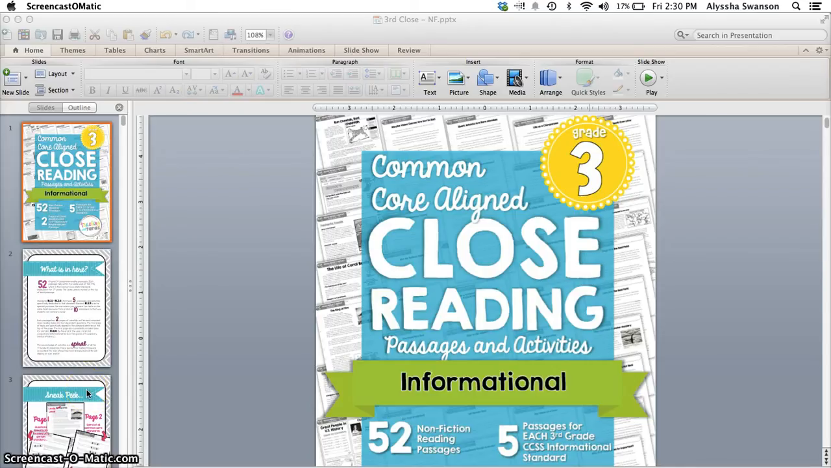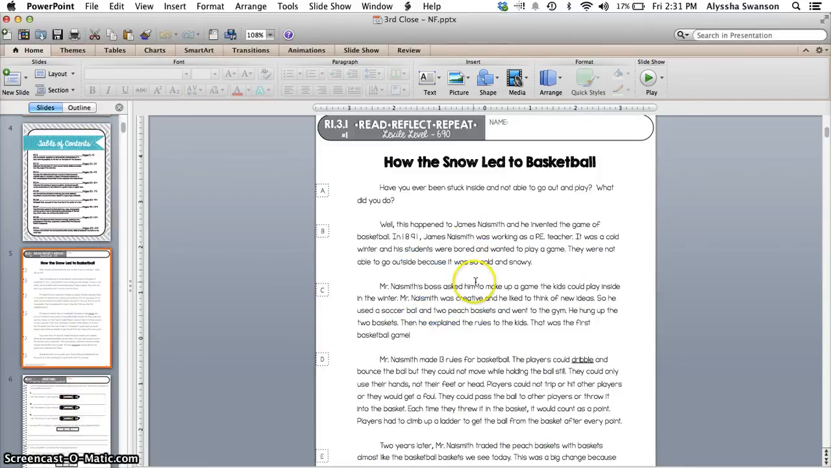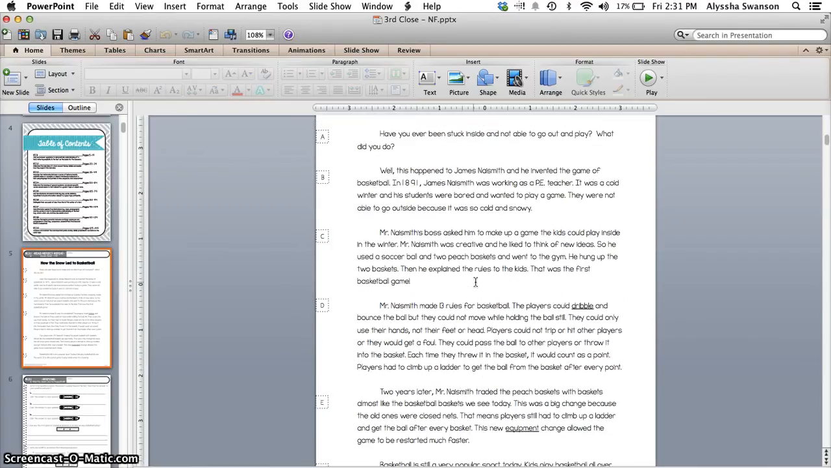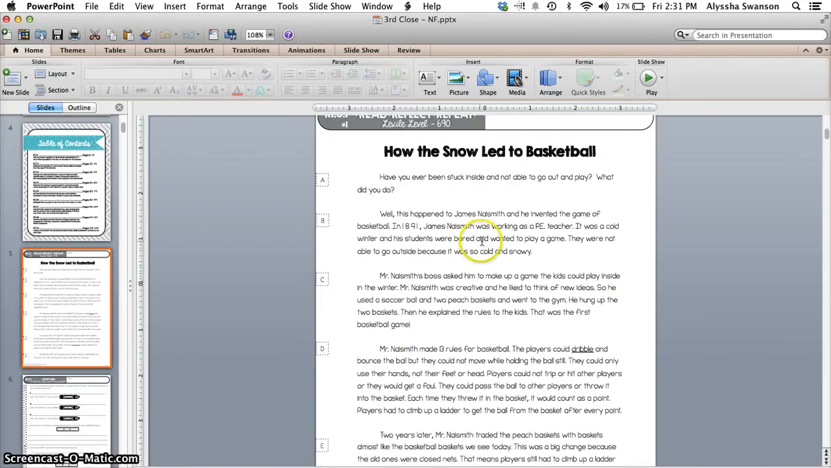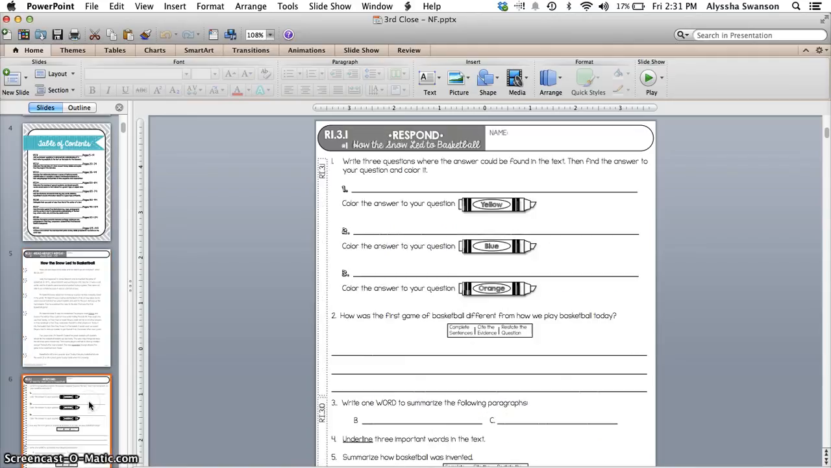The way that I have structured it is that there's a page of passages that are all original, all leveled by Lexile level, and they've been written with the standard in mind. So this passage right here was written with standard 3.1 for informational reading in third grade, and that is the standard for asking and answering questions. On the first page of activities that go along with this, is right here.